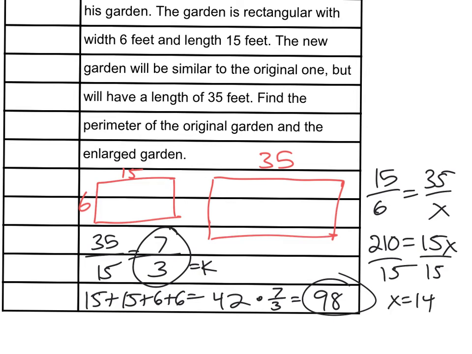So now we have 14 over here, 35 and 14, and then we could add up 35 plus 14 plus 14. And guess what you're going to get if you do that? I'm just going to double check my math here. It's going to be 98. So you can do it that way, or you can do it the way that I did the first time. Either way is fine.